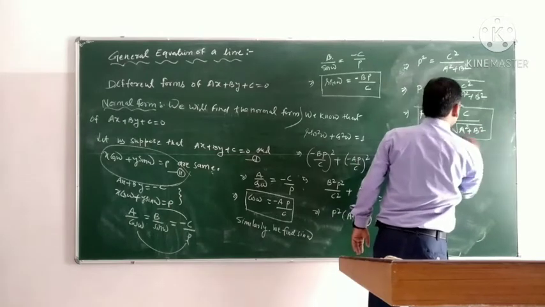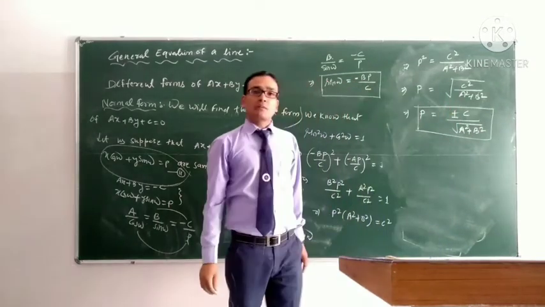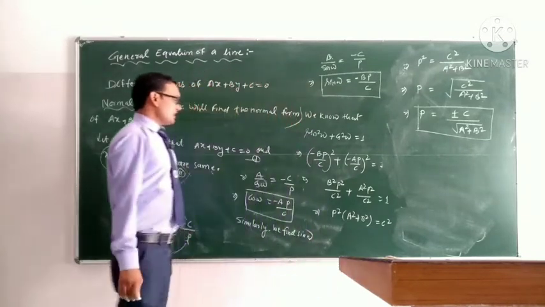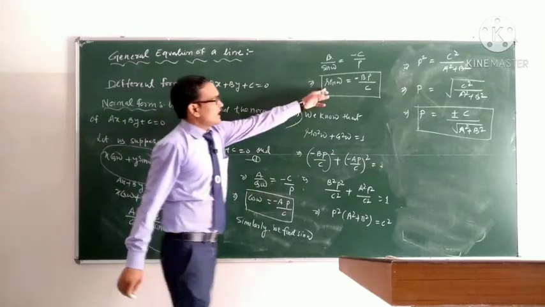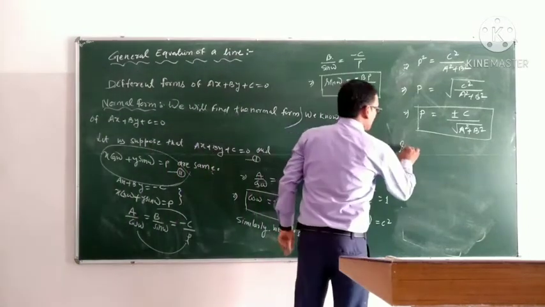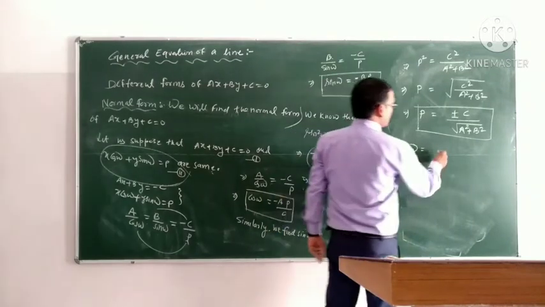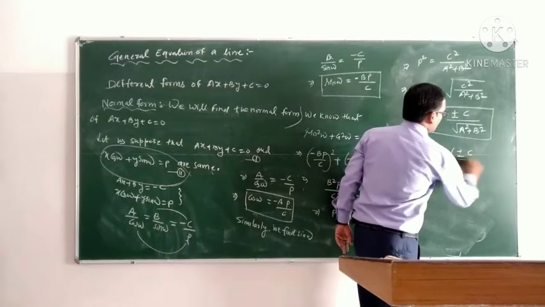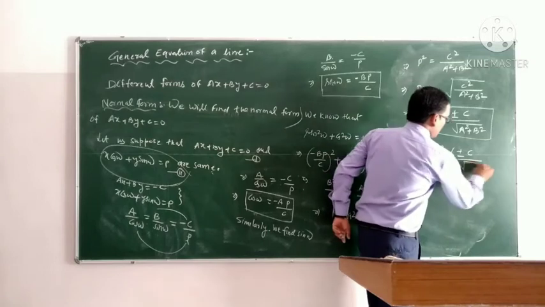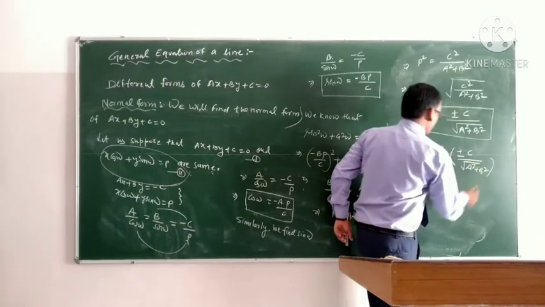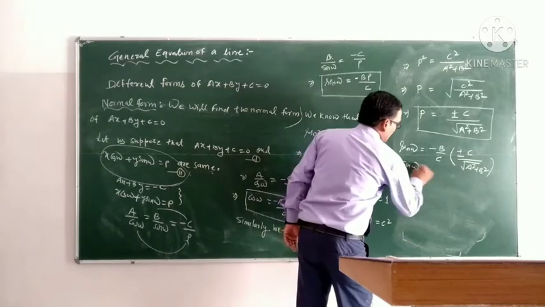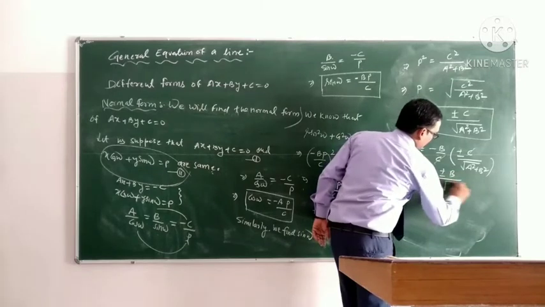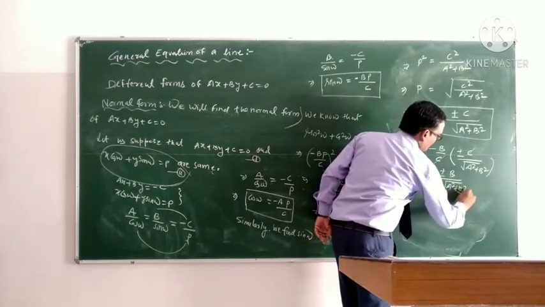Okay student, this is the value of p. Put the value of p in a sin omega, then we find the value of sin omega. Sin omega is equal to minus b upon c. Put the value of p, square root a square plus b square. Okay students, sin omega is equal to, c will be cancelled, plus minus b upon square root a square plus b square.